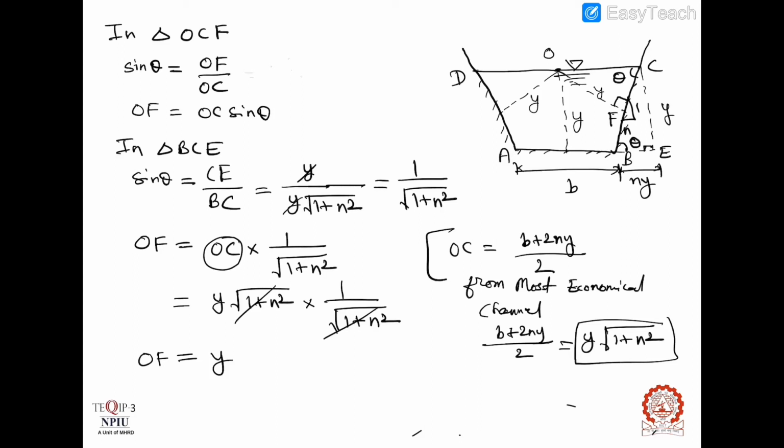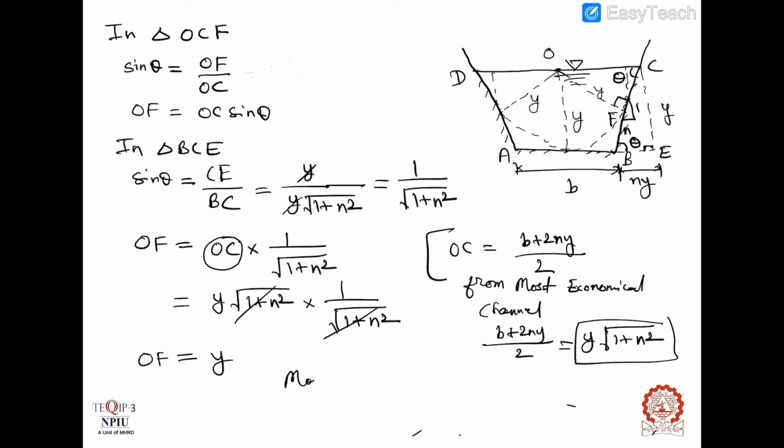Okay. So if we draw a circle taking center as O and radius equal to the depth of flow, then this circle will be tangential to the three sides of the trapezoidal channel. Clear? If we draw a circle with center O and radius equal to the depth of flow, then this circle will be tangential to all three sides of the trapezoidal channel. What does it mean? It means that the most economical trapezoidal channel is a half hexagon. Clear?